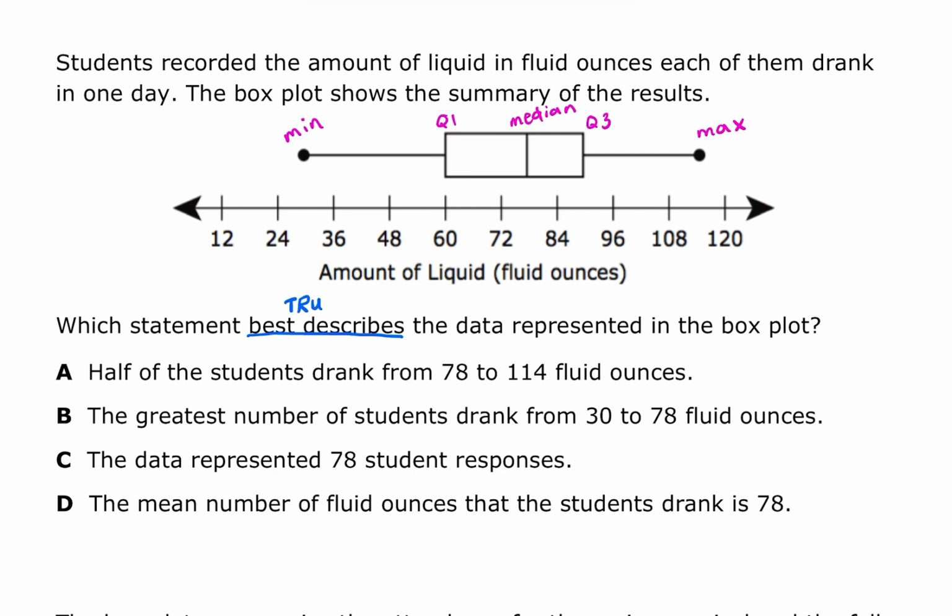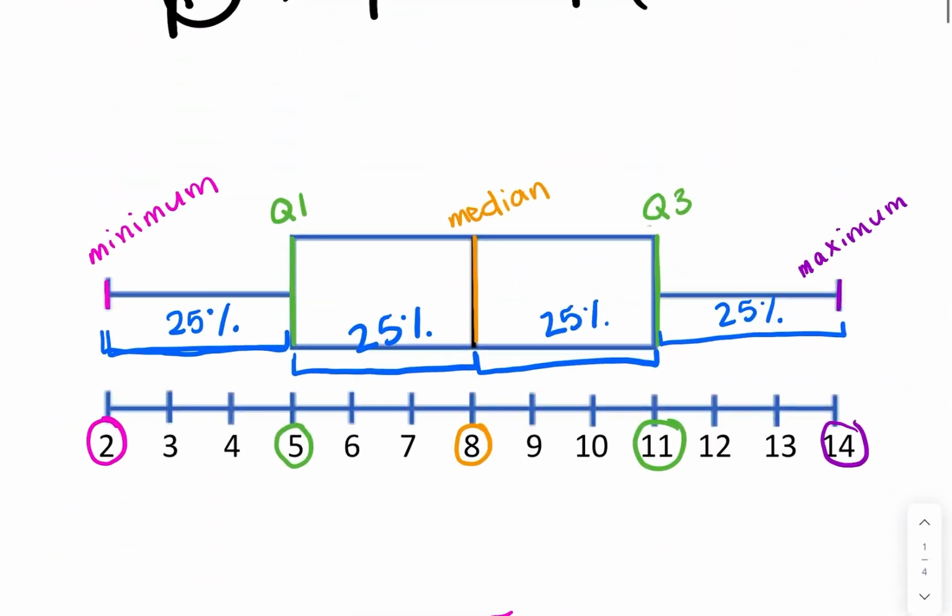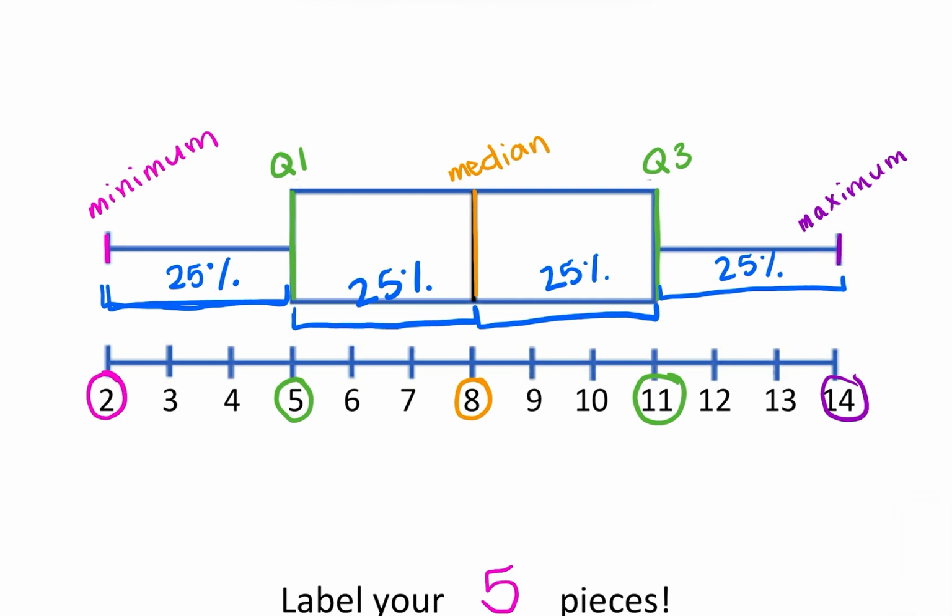Okay, so which one of these is true? All right, so A, half of the students drank from 78 to 114. So half. So let's go back to the front of our notes. We talked about percents. How much percent is half? It'd be 50. So if we need 50%, we would need 2 pieces. So that could be these 2.